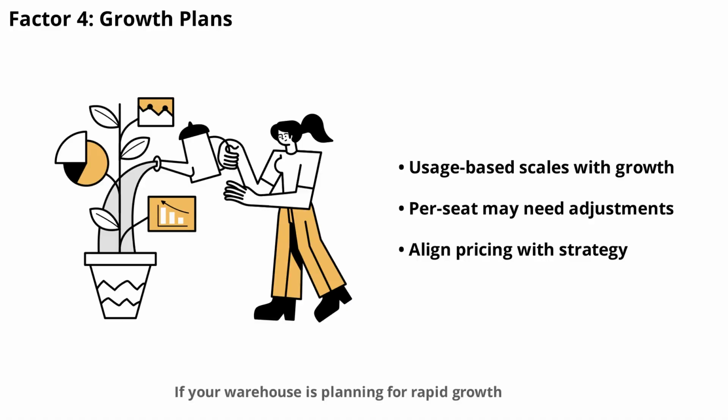If your warehouse is planning for rapid growth, usage-based pricing can scale with your business. You won't need to renegotiate contracts or worry about adding more users. As your activity increases, your costs will rise accordingly, but you'll only pay for what you use. Per-seat pricing, while predictable, may require frequent adjustments as your team expands. Consider your long-term growth strategy when choosing a model.